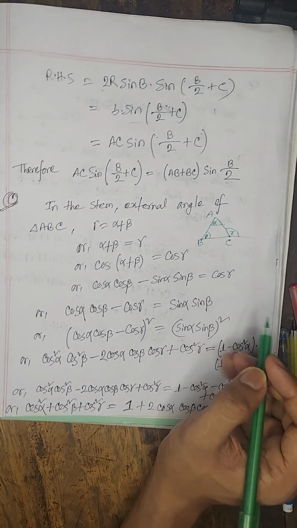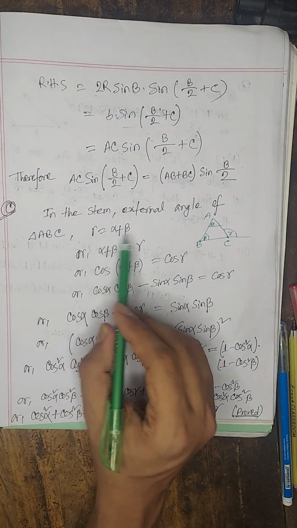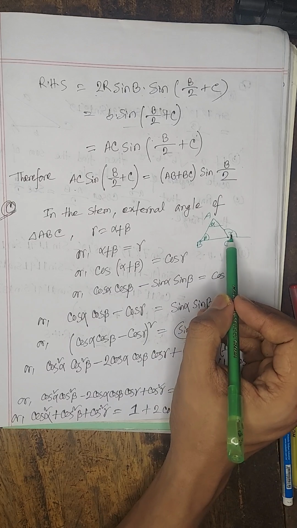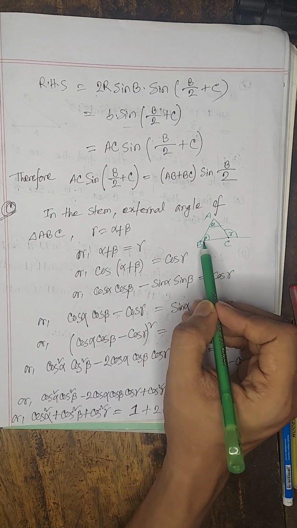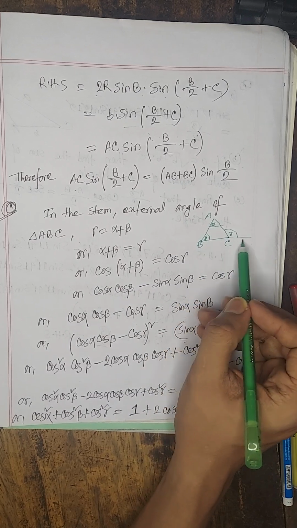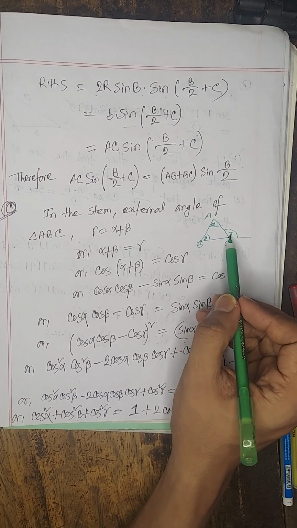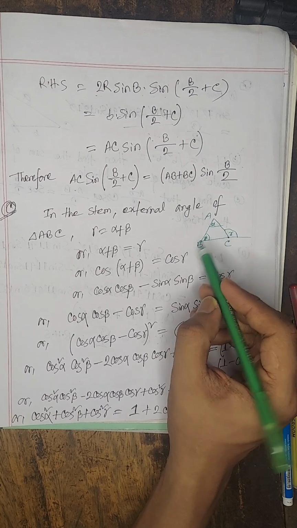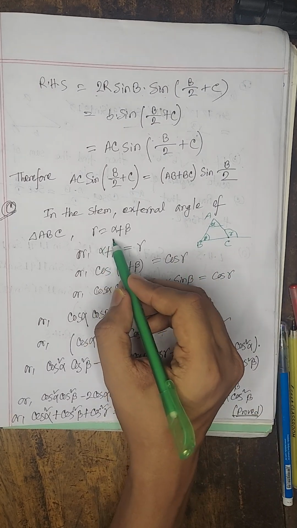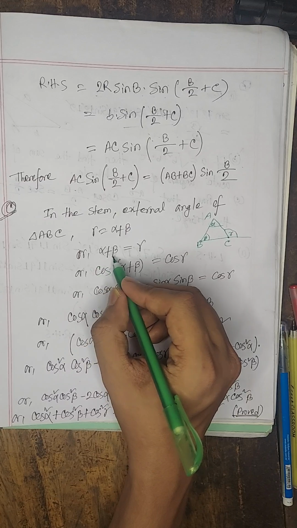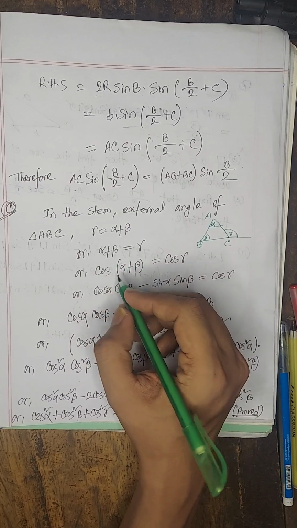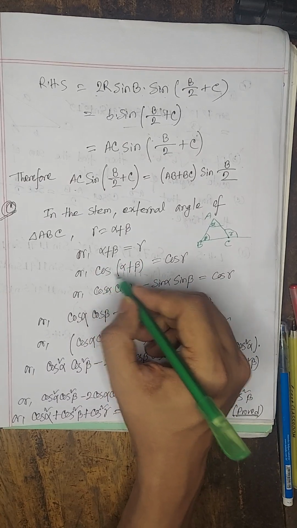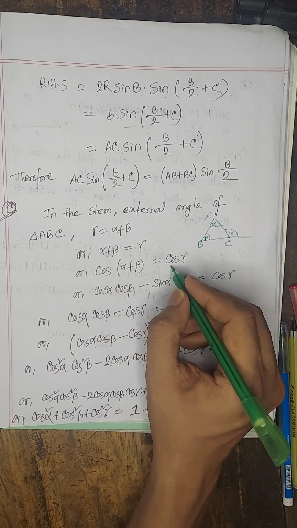Now we are going to prove this. Here we can write gamma is equal to alpha plus beta, because this is an extension of BC, and an external angle is the sum of the opposite two angles in the triangle. So now gamma is equal to alpha plus beta. We can apply cos on both sides: cos of alpha plus beta is equal to cos gamma.